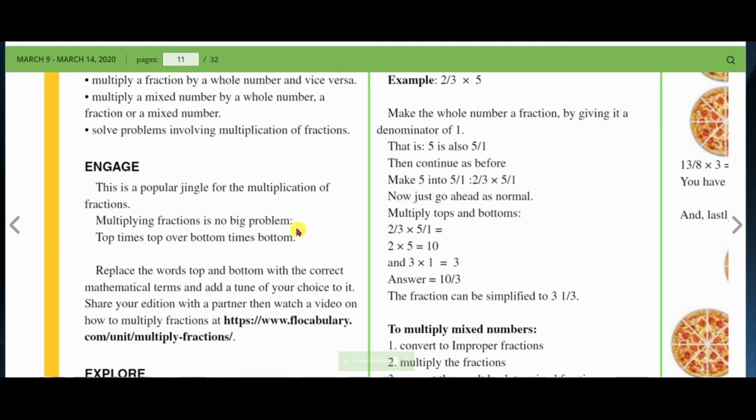Multiplying fractions is no big problem. Top times top over bottom times bottom. Multiplying fractions is no big problem. Top times top over bottom times bottom.